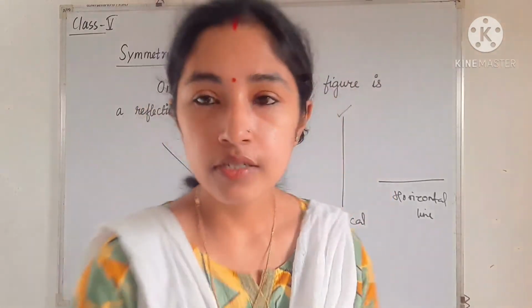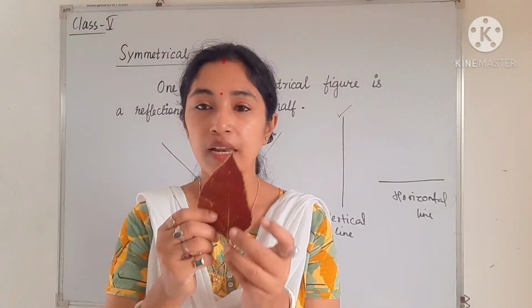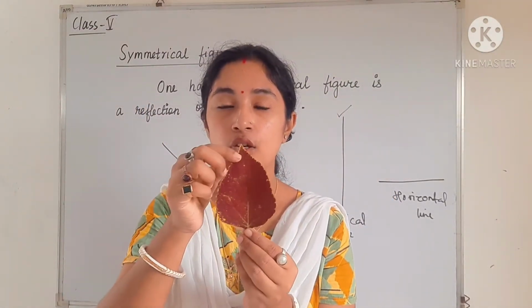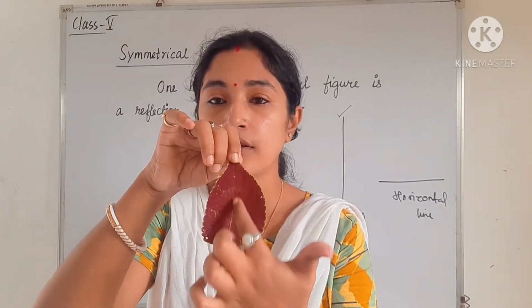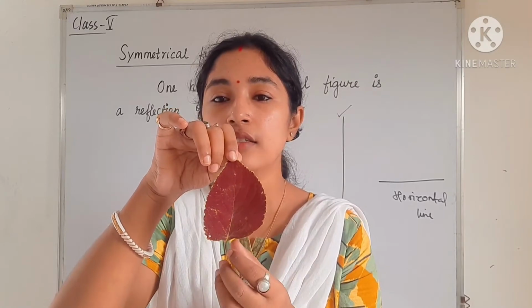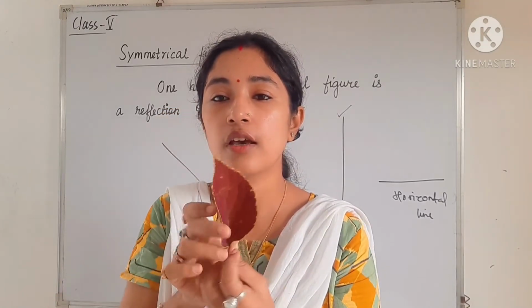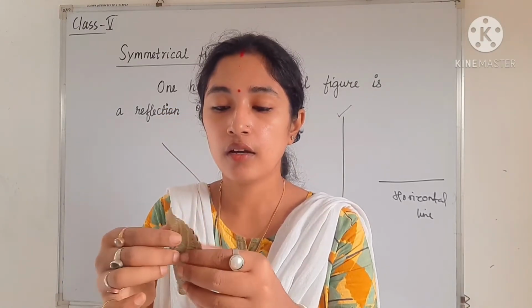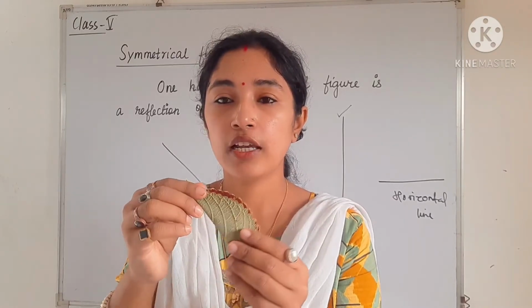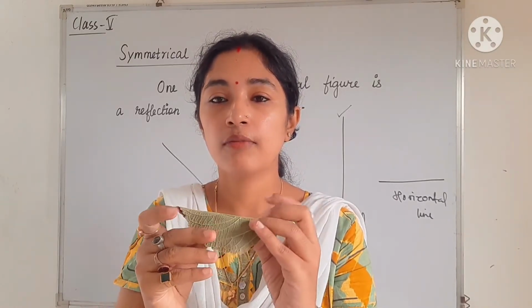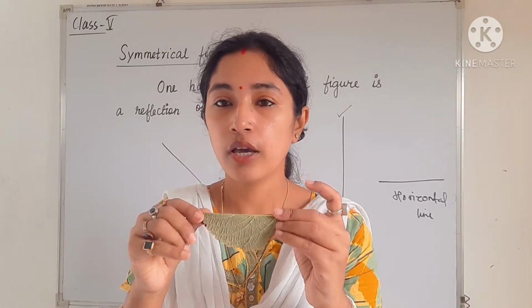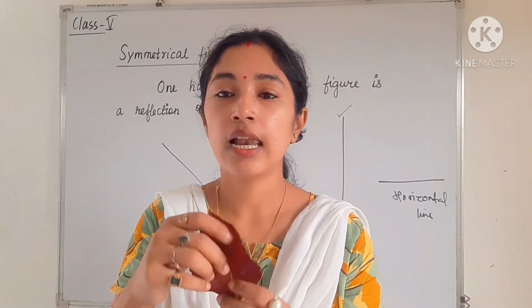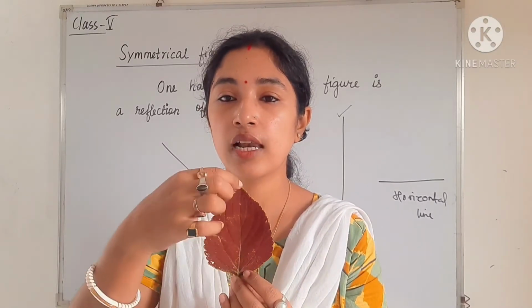Suppose, see, this is a leaf. If I place this leaf like this, you can see that there is a vertical straight line which divides it into two equal parts. If I fold the leaf, then the half part of the leaf is exactly the same as the other half part. You can see here. So you can say the line of symmetry is this one. This is the line of symmetry.